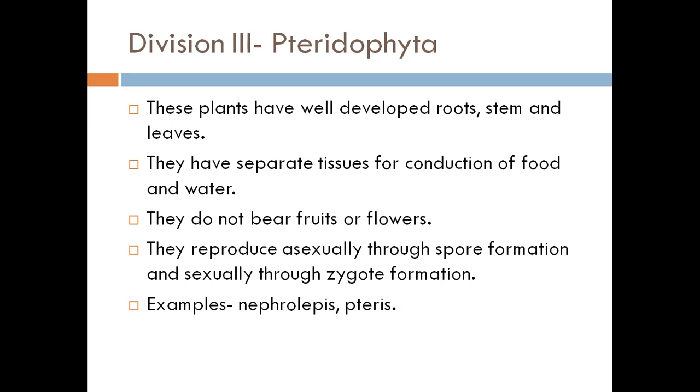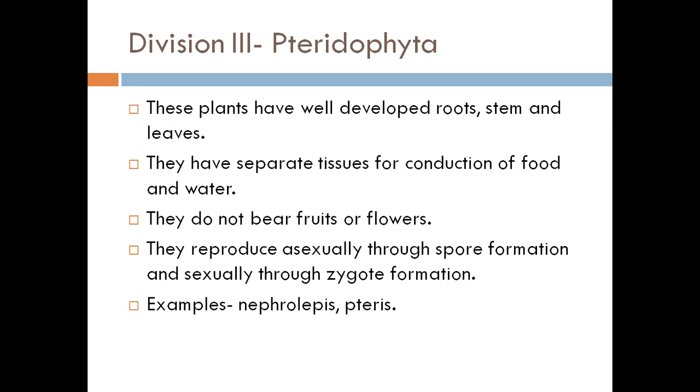Small spores are formed and those spores are then scattered everywhere, and wherever they are scattered, from there a new plant starts. So that is spore formation. Again I am repeating for you. And sexually through zygote formation means male organ and female organ combine together to form a zygote, and that leads to the formation of zygote.